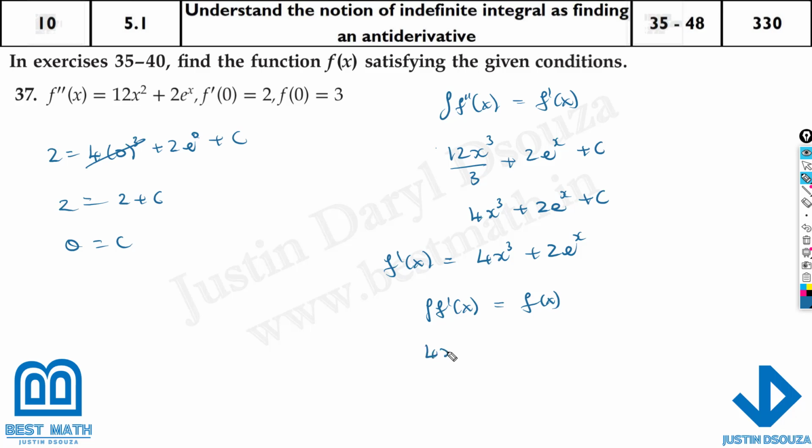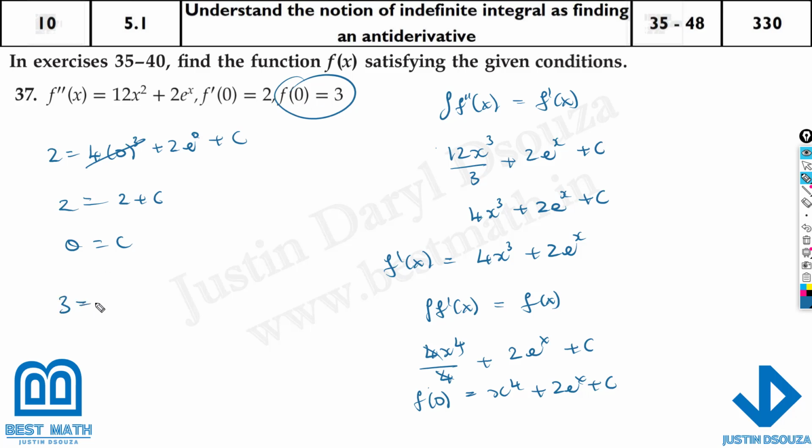It will be 4x power 4 by 4 plus 2e to the power x itself. But then this plus c here, this cancels off. You have x power 4 plus 2e to the power x plus c. Now here, what is the second condition for f of 0? For f prime of 0, we had 2. For f of 0, we have 3.